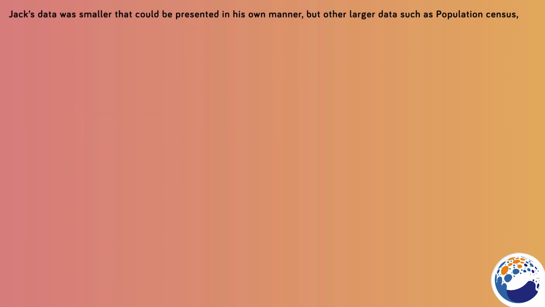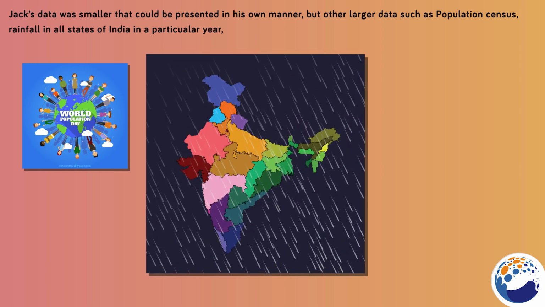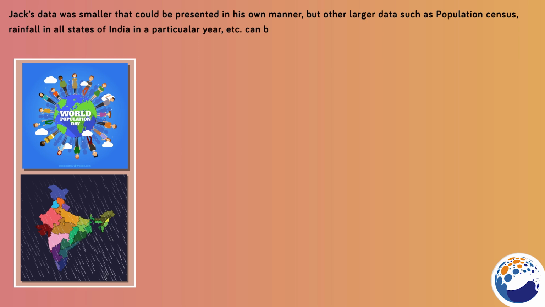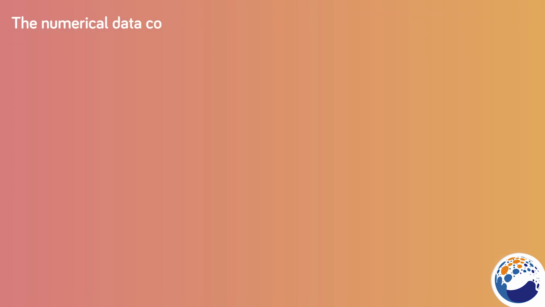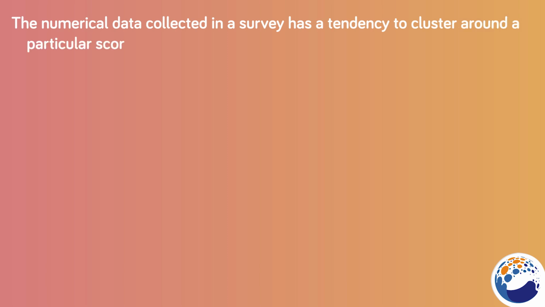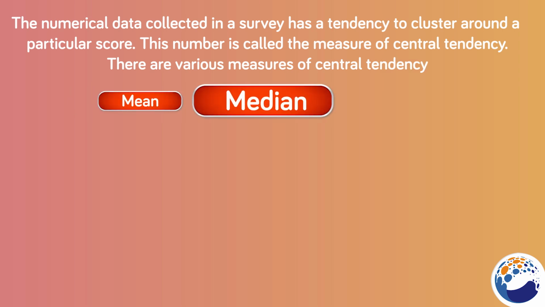Here Jack's data was smaller that could be presented in his own manner, but other larger data such as population census, rainfall in all states of India in a particular year, etc., can be presented using graphs, tables, various diagrams like pie chart, etc. The numerical data collected in a survey has a tendency to cluster around a particular score. This number is called the measure of central tendency. There are various measures of central tendency: mean, median, and mode.